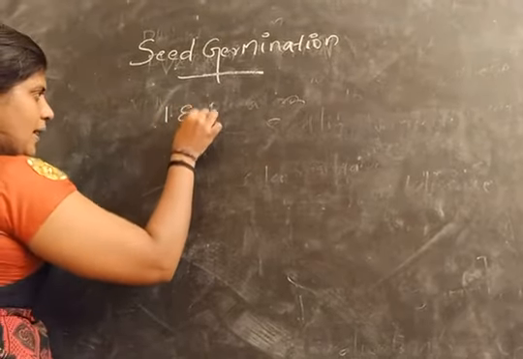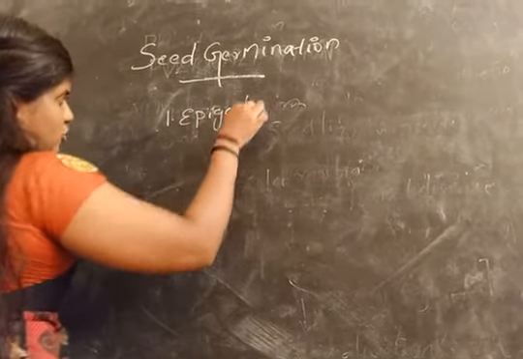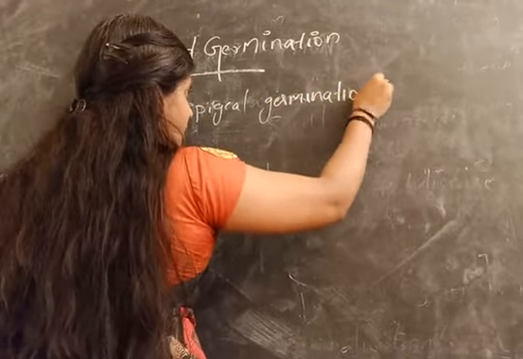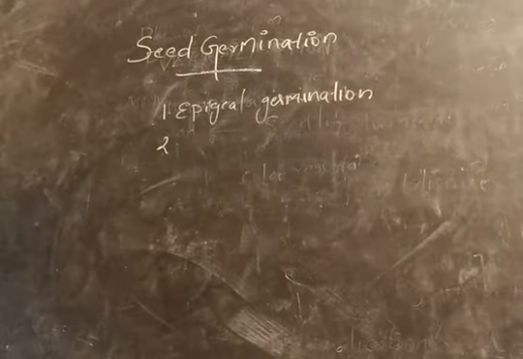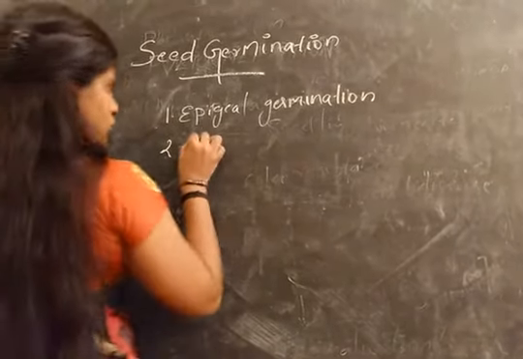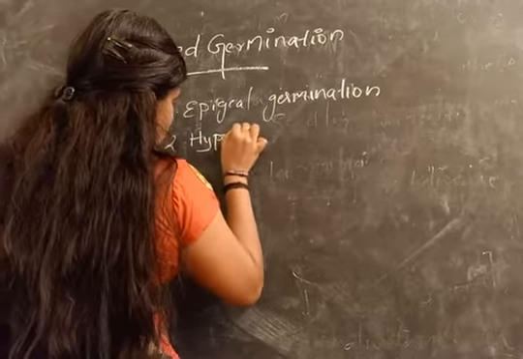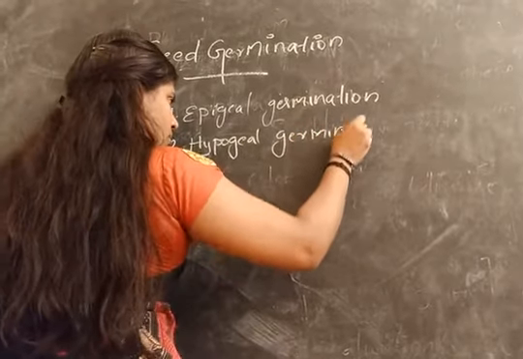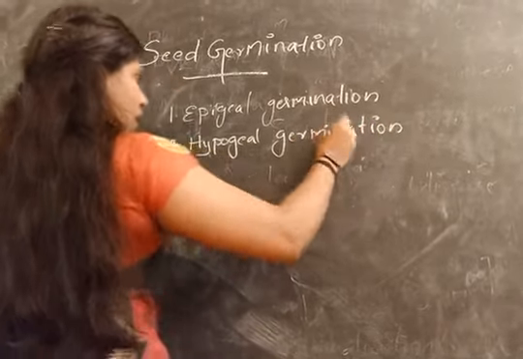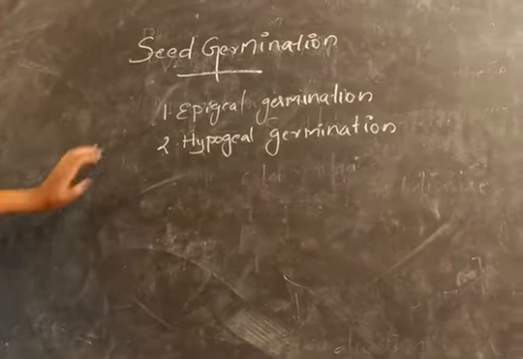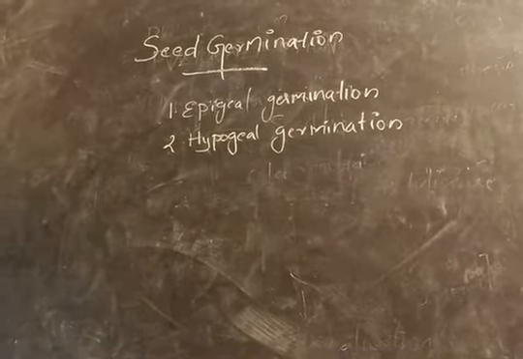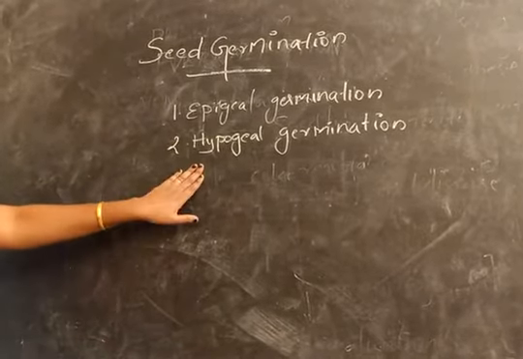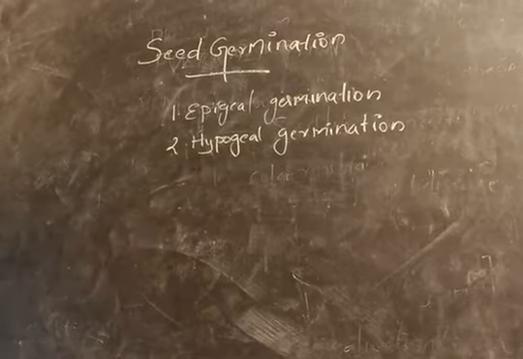First one is epigeal germination and the second one is hypogeal germination. In epigeal germination, the cotyledons are pushed out of the soil, whereas in hypogeal germination, the cotyledons are buried inside the soil.